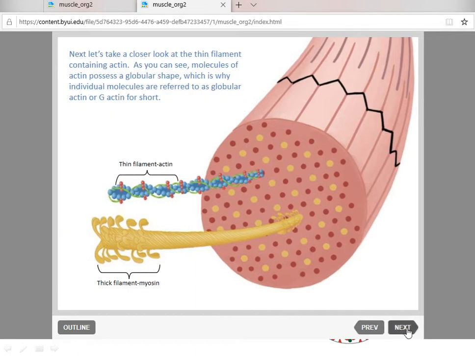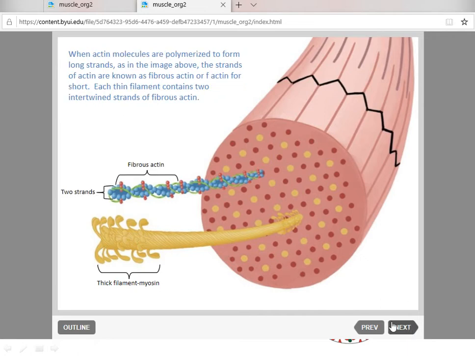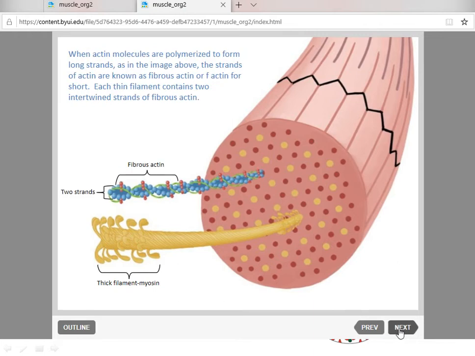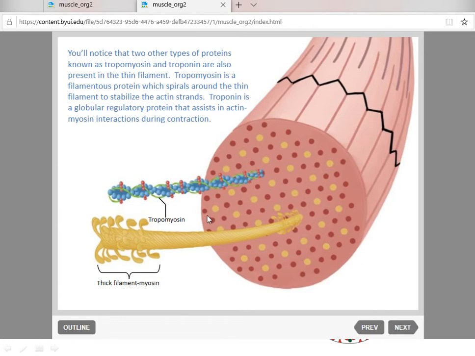Next is the thin filament, actin. They contain globular actin. These are the two strands of fibrous actin. Next is the tropomyosin. There are two types of proteins: the first one is tropomyosin and the second one is troponin. They are also present in the thin filament.